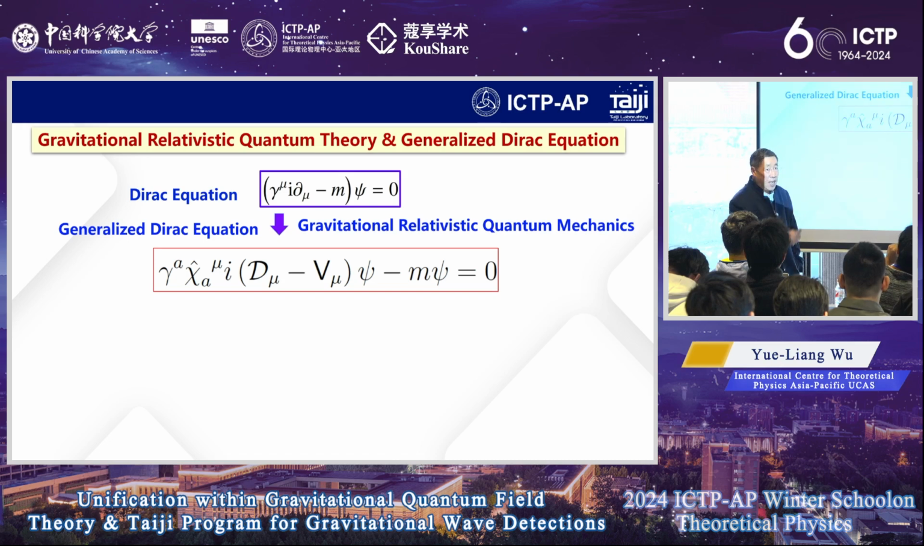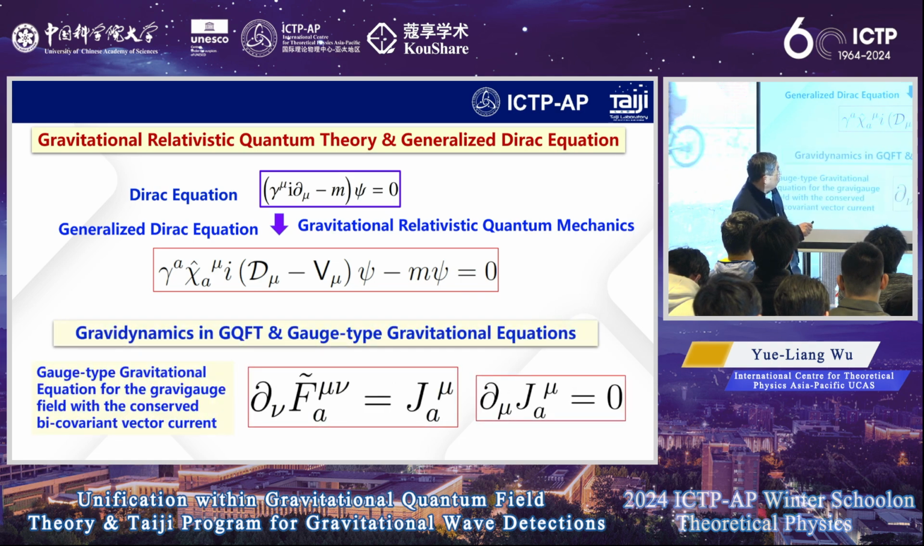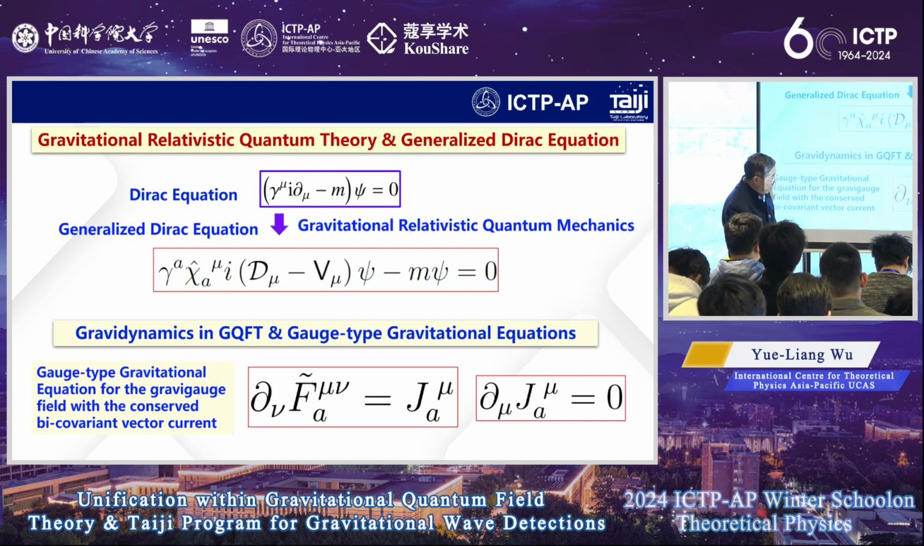Okay, then from this background, you can use the least action principle to derive the Dirac equation in flat spacetime. When you have gravitational interaction, it extends to this one, with this covariant derivative including the spin gauge symmetry, and you have this gravity gauge field. Then you will use this gravity gauge field to derive the gauge type of gravitational equation with conserved current.